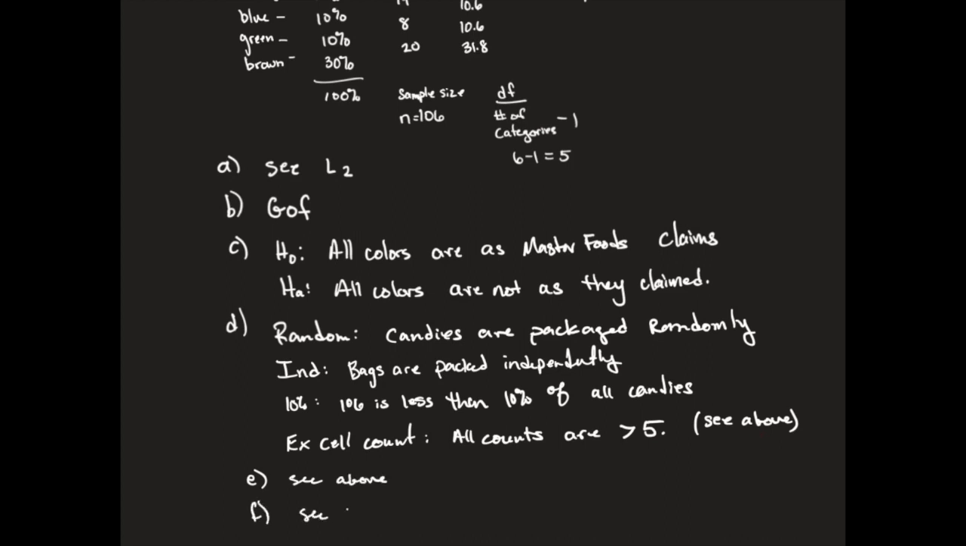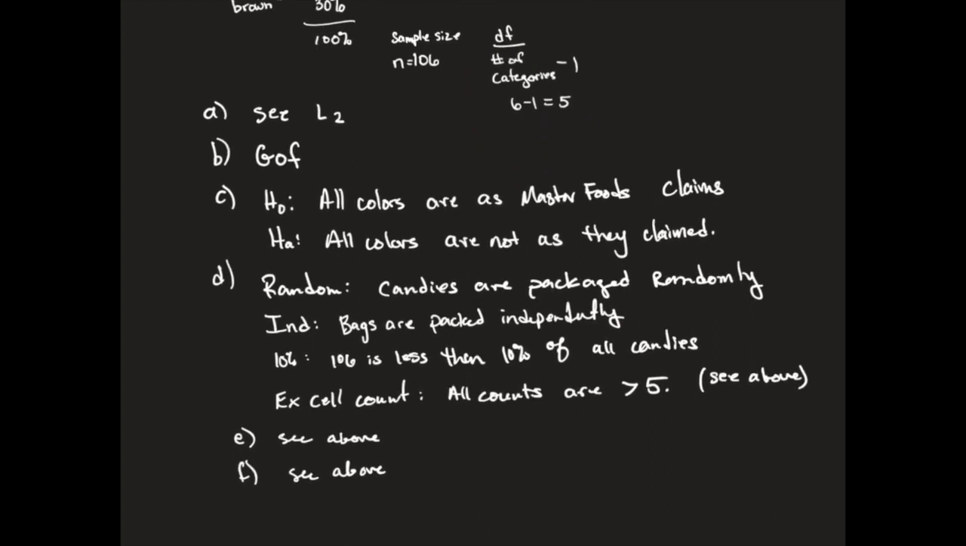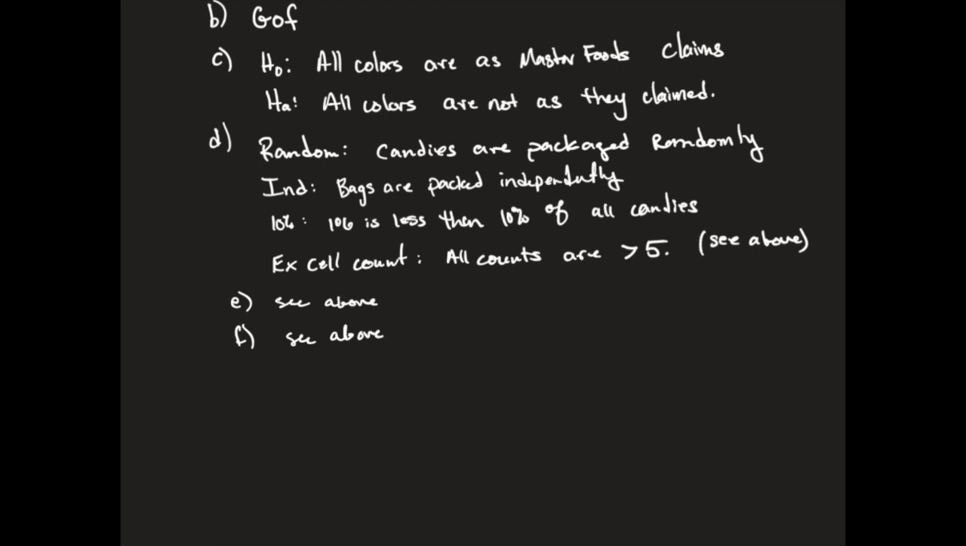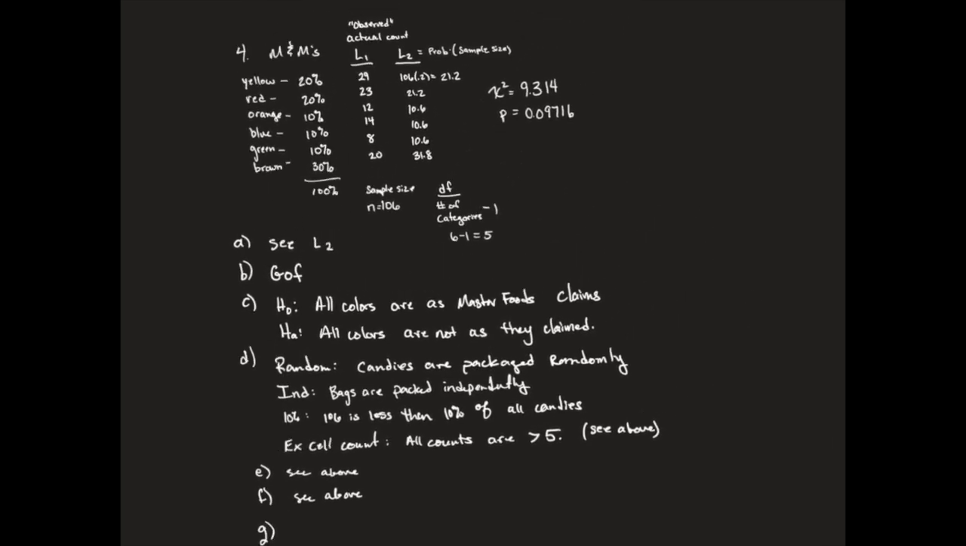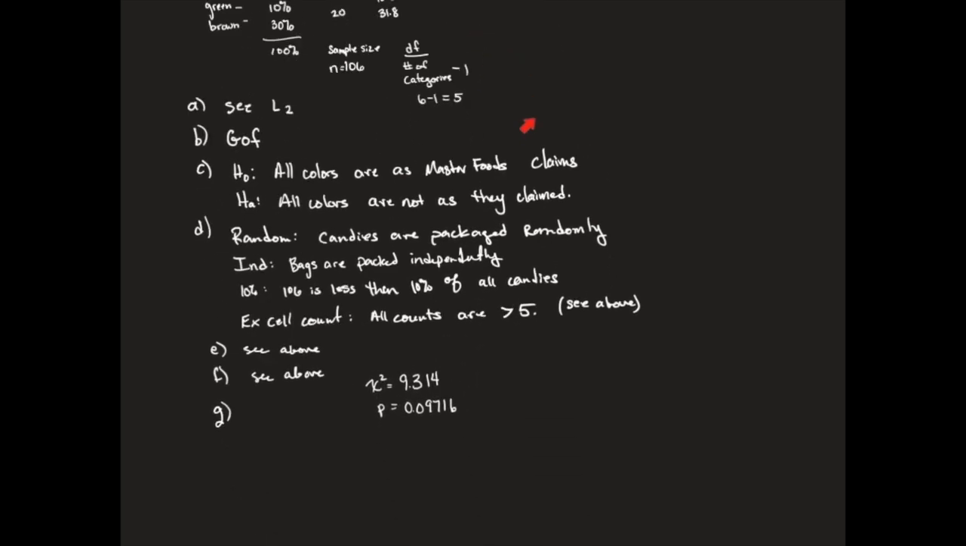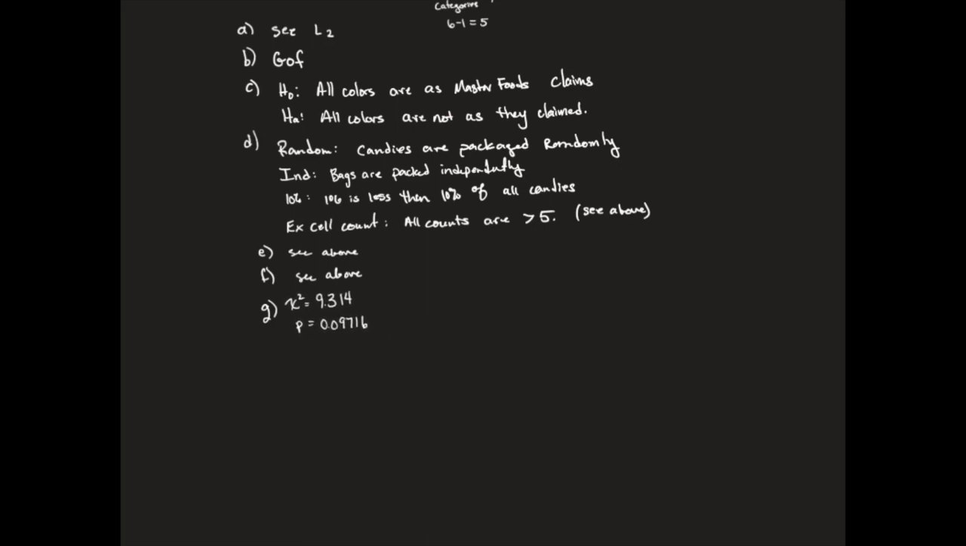E, also degrees of freedom. We talked about that earlier. That's right here. There are 5. Always check your calculator. It's not always going to be right on the money. A lot of times it is, but sometimes it doesn't change over. So always double check that. Okay, for F, we did those. The chi-squared value is 9.3, and the p-value is 0.09716. I can copy that and put it down here.